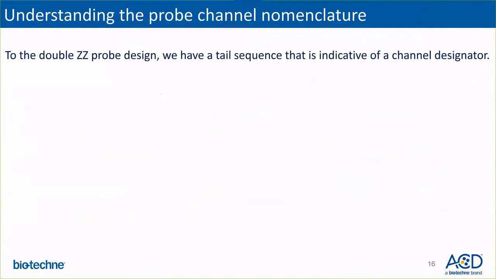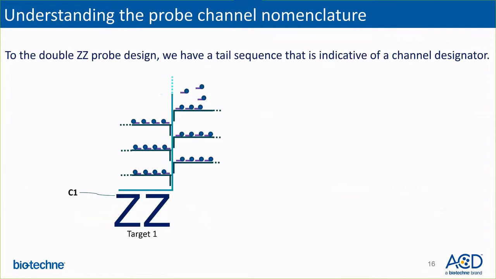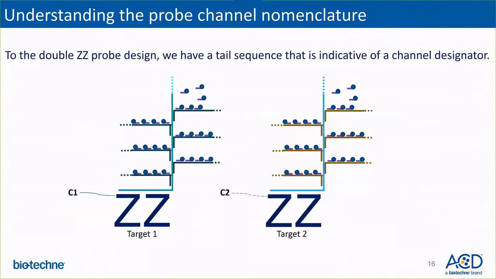In order to detect multiple mRNAs simultaneously, multiple amplification trees must be built. That being said, we must ensure specificity. The specificity is ensured by adding a unique tail sequence to the probes. This means that to the double Z probe design, we will have a tail sequence that is indicative of a channel designator. For example, a channel 1 probe has a specific channel 1 tail sequence that will only allow for binding of the subsequent C1 preamplifier, amplifier, and label probe molecules. Similarly, a C2 probe will have a separate and unique tail sequence.